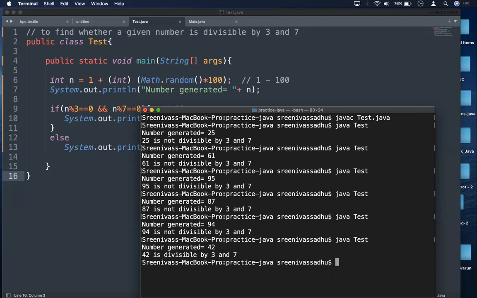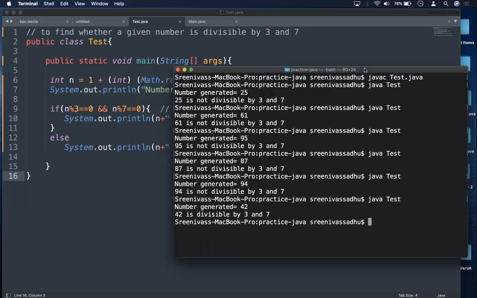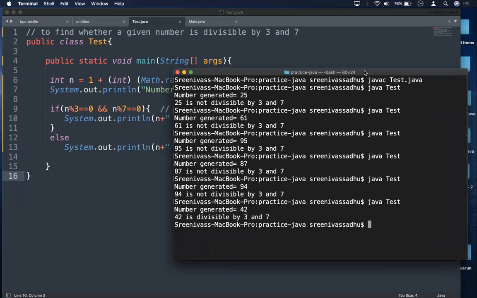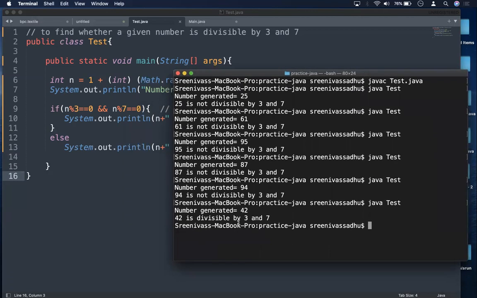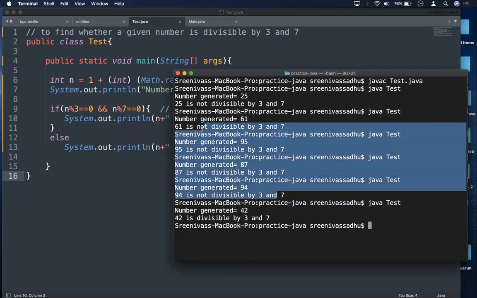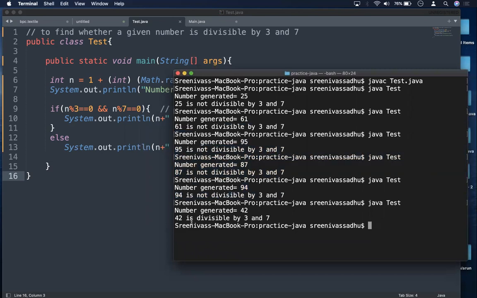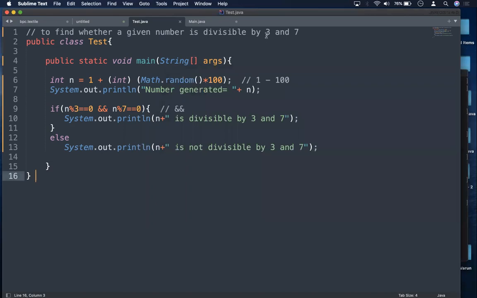And 42, yeah, we got the right number actually here, which is divisible by 3 as well as 7, right? So all are false cases because both are not true, or at least one is not true. But in this case both are true. That's why we are actually going to get this. Okay, so if you want OR actually, you can just mention the OR symbol here and it is done.